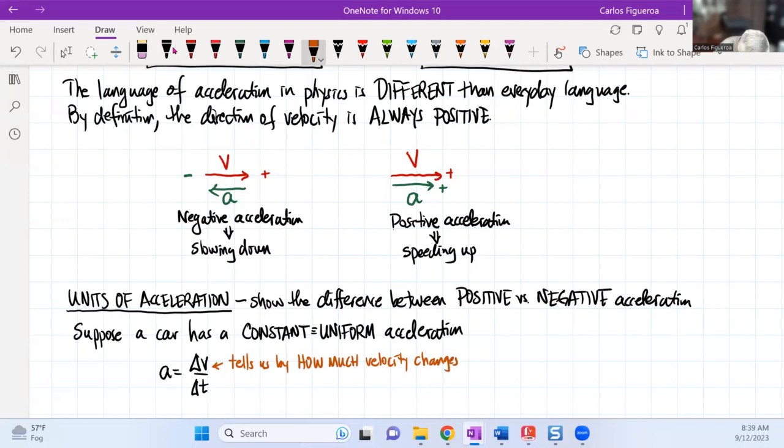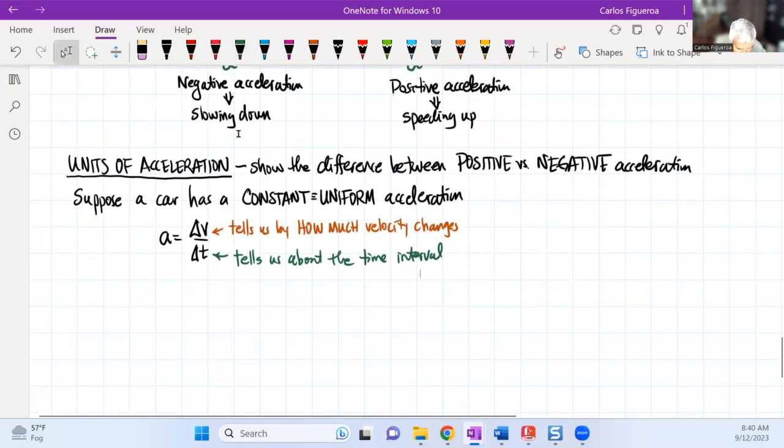And that one is really, really important. Because almost all the time what you're going to find here is that the time interval is typically the same. So this tells us about the time interval. So the time interval really doesn't have a lot to do with it. It's really the change in velocity that we want to look at.